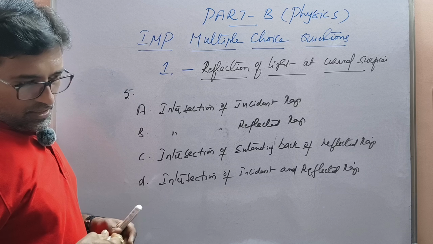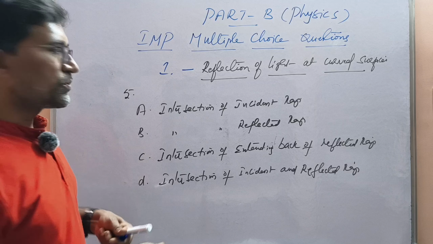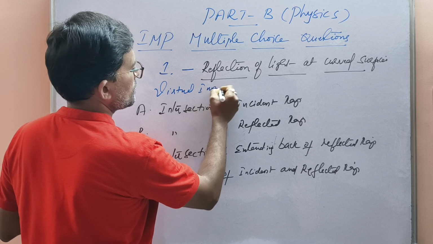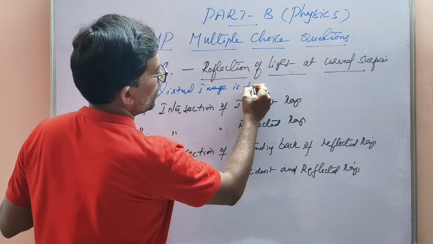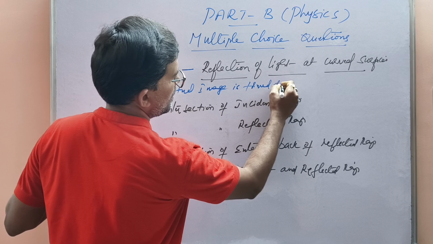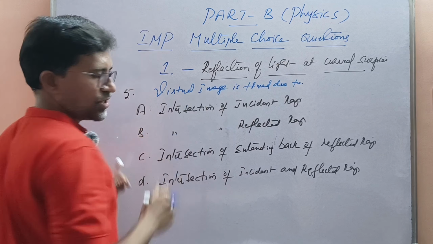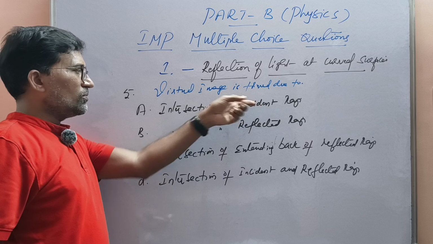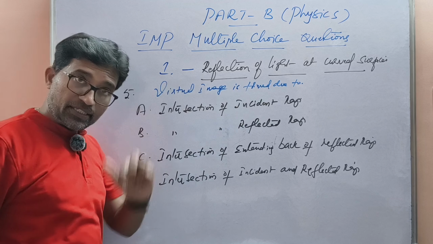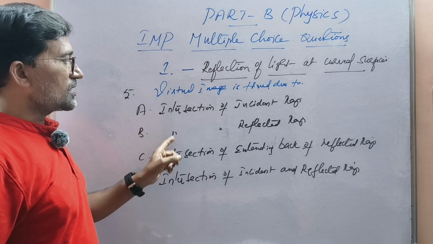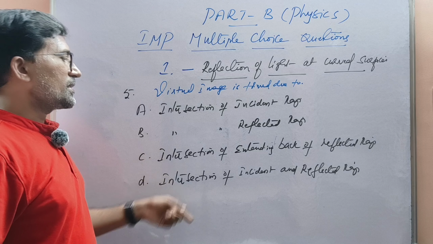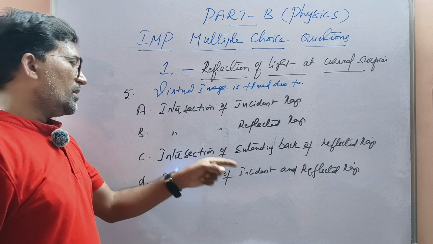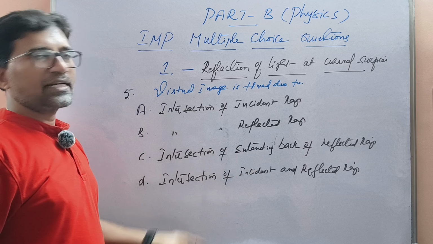The question is, virtual image is formed due to. You know the meaning of virtual image. This is the question, and it is also displayed on the screen. Virtual image is formed due to intersection of incident rays, intersection of reflected rays, intersection of extending back of reflected rays, or intersection of incident and reflected rays.